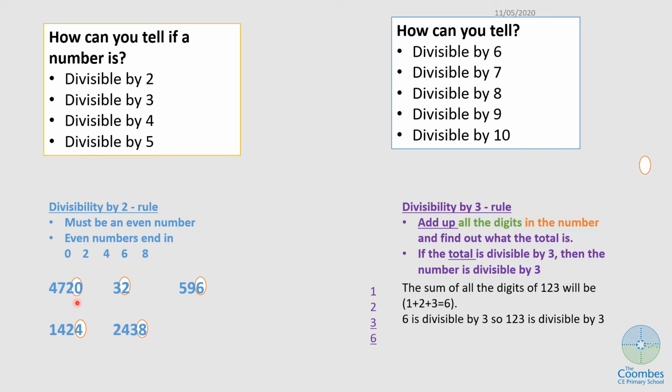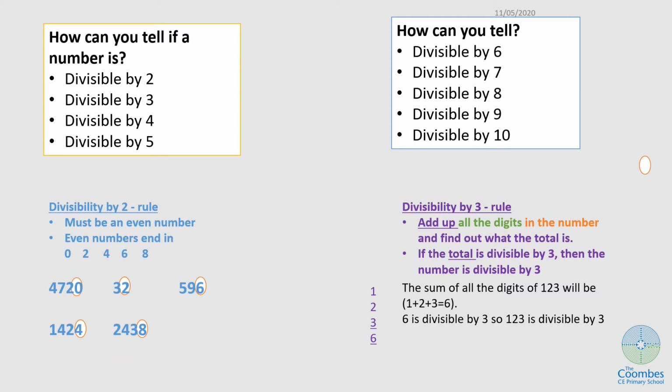Now look at these numbers here. Are they divisible by 2? Let's check. This one ends in 0, so it's a yes. That ends in a 2, so it's a yes. That ends in a 6, so it's a yes. That ends in a 4, so it's a yes. And that ends in an 8. So all these numbers are divisible by 2.